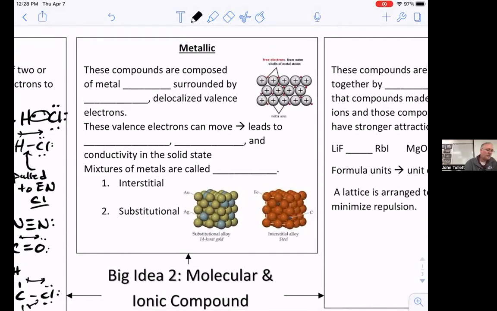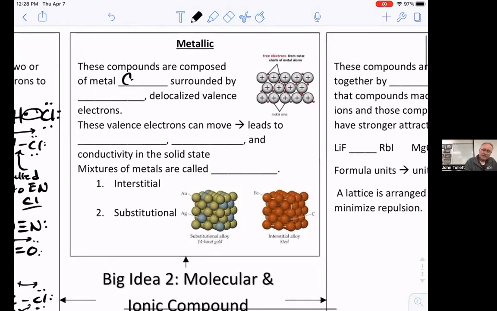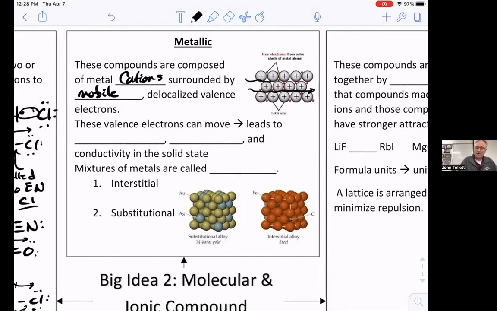Metallic compounds are compounds that are composed of metal cations surrounded by mobile, delocalized valence electrons. The easiest way to think of this is as a sea of valence electrons, where electrons are free to move about the metal atoms, but are embedded in between these metal cations. And this gives rise to a lot of different properties for metals. For instance, they can be malleable or ductile. It also leads to them being excellent conductors of electricity, because the transfer of electrons is so easy.